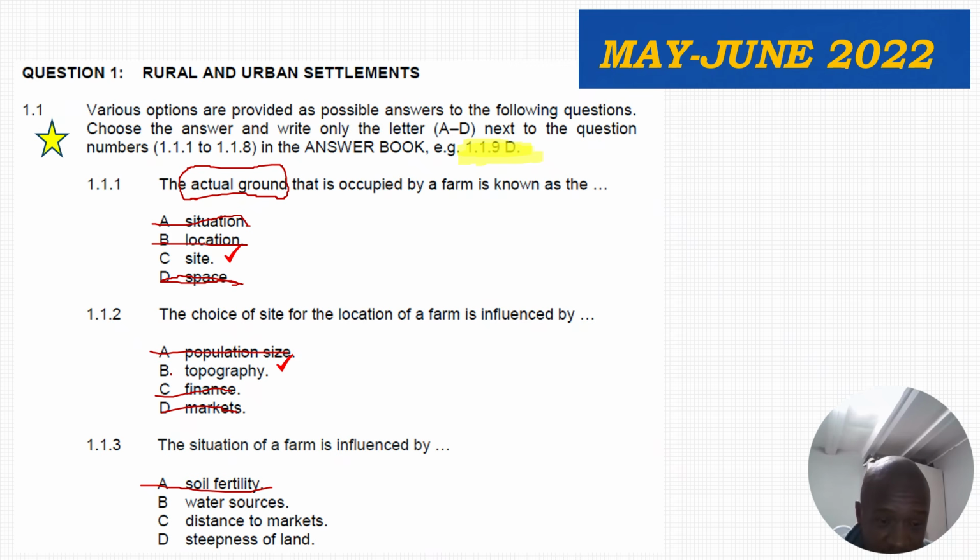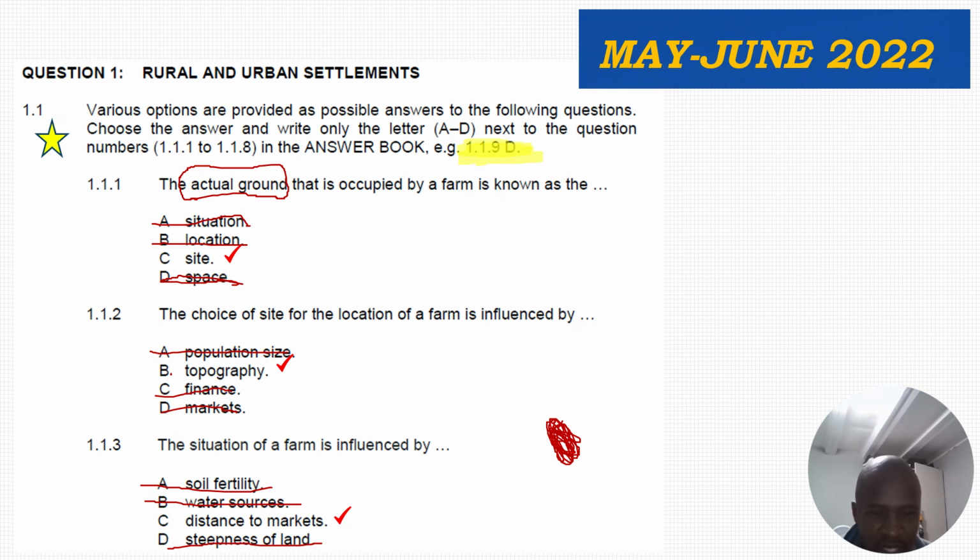Let's see, topography. We're done with that, right? So let's remove these two. You have your farm, then here's your farm. Okay, so the situation, the surrounding area, obviously now you need people. After you've grown your crops, you need a market to sell to, right? The surrounding area needs to have a market, right? There must be people to sell to. So the answer has to be C, distance to market.